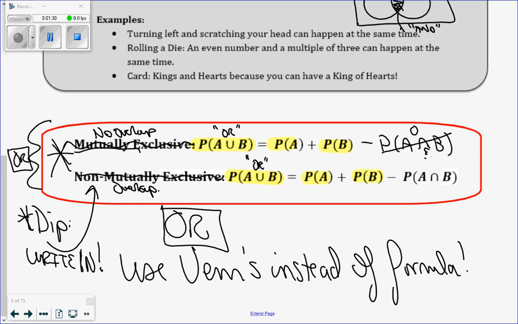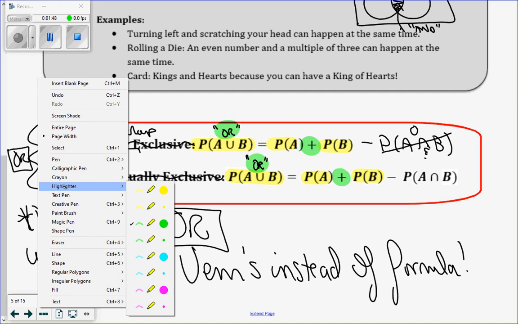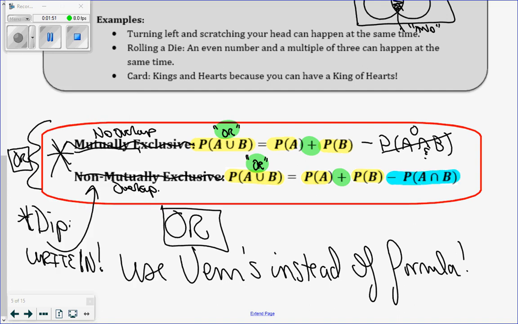Now we learned in our last unit, or means add and means times, correct? So or means add. The only difference is in the ones that are not mutually exclusive, you have to subtract the overlap. And the overlap is the and part of the question. Okay? So the question will ask you for what's the probability of this or this. If they have overlap, you have to subtract it off. If they don't have overlap, then you don't subtract it off.